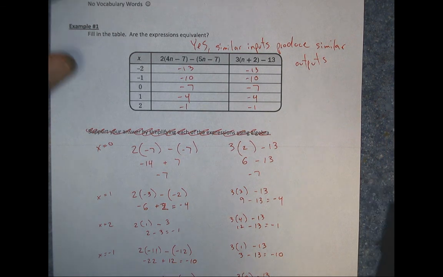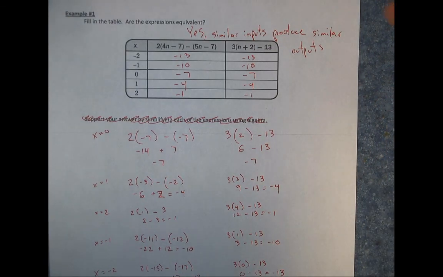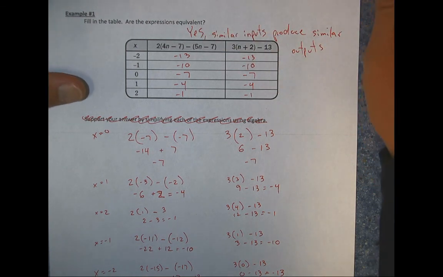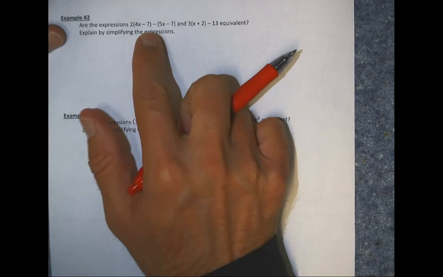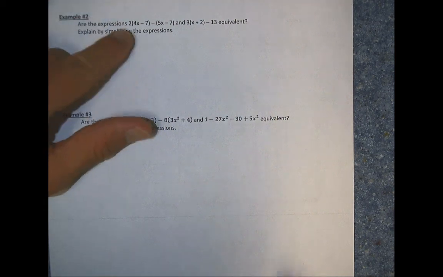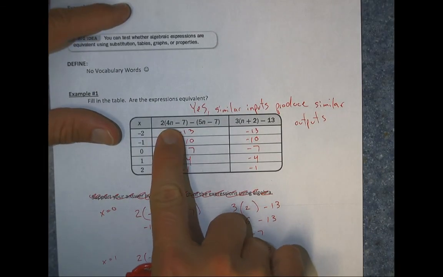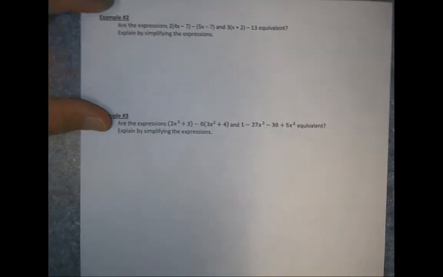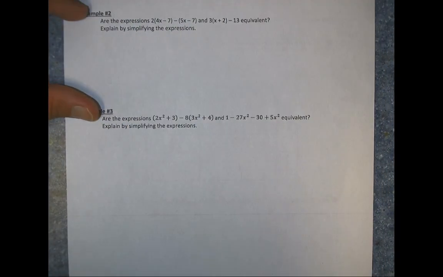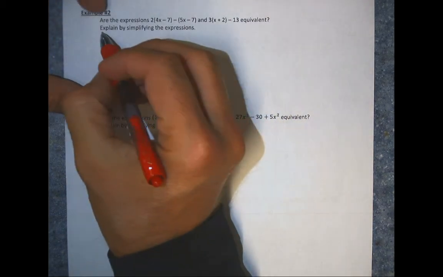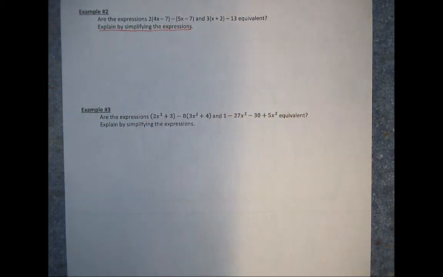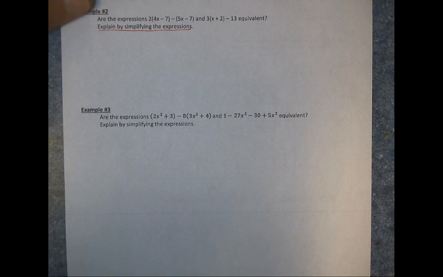Now that's the old-fashioned way, right? And that takes a lot of time, and that doesn't necessarily pertain to what we've been doing in class, right? We've been simplifying these without plugging numbers in. So let's take a different approach. If you flip this over, example number 2, these are actually the same ones as you look. There's x's instead of n's, but 2 times 4x minus 7, 2 times 4n minus 7. Okay, so we're looking at the same ones. So we already know that these are equivalent. We've already shown it with the table. But we're going to explain now that they are by simplifying.